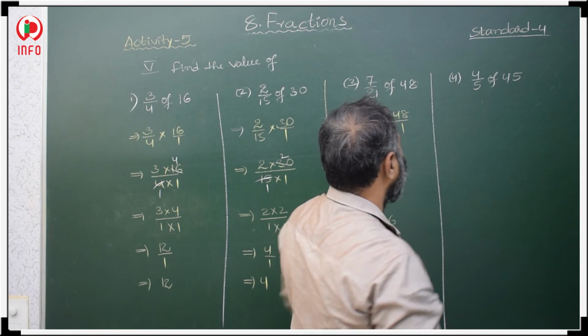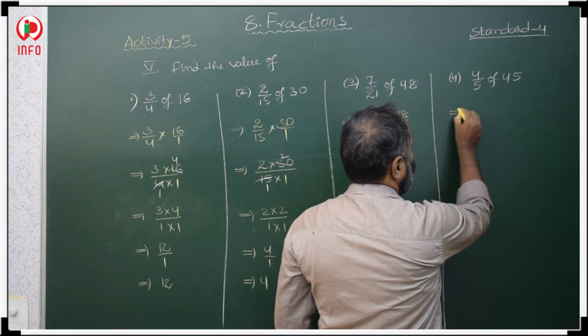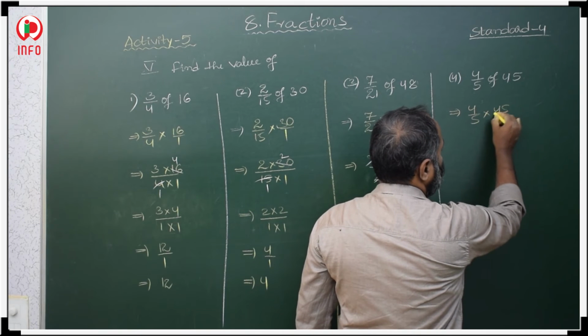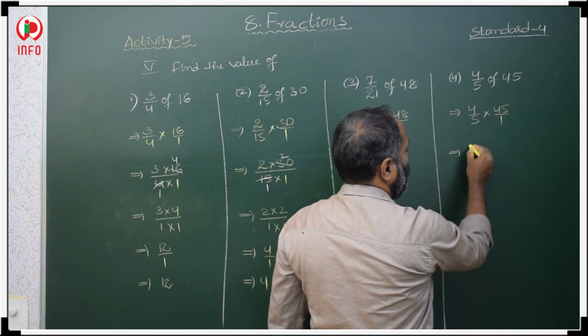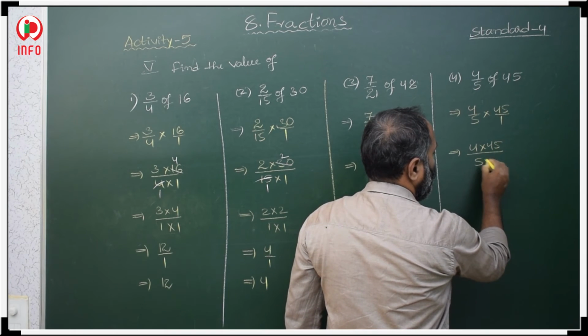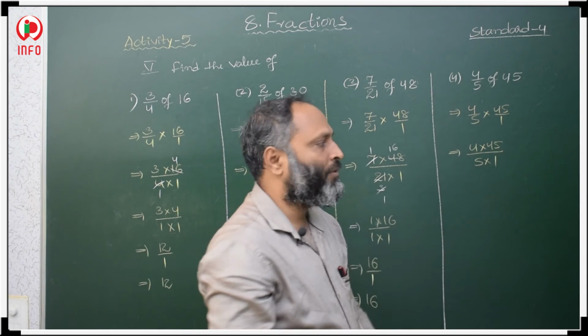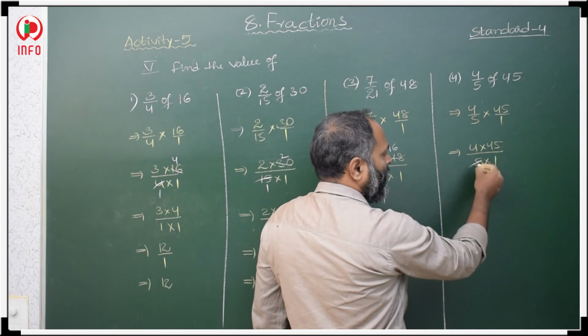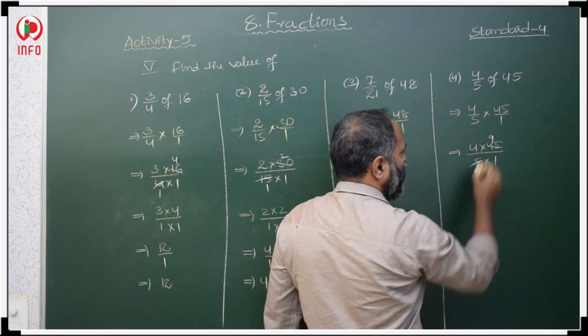The next, 4 by 5 of 45 means 4 by 5 of, meaning multiply by 45. There is no denominator, so we write by 1. 4 into 45 by 5 into 1. Now, we cancel the common factor, so with 5 we cancel. 5 ones are 5, 5 nines are 45.